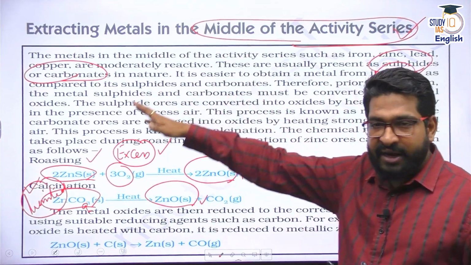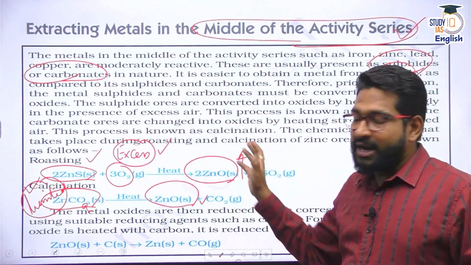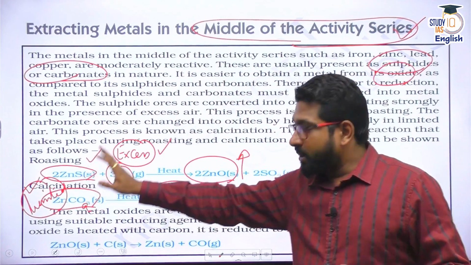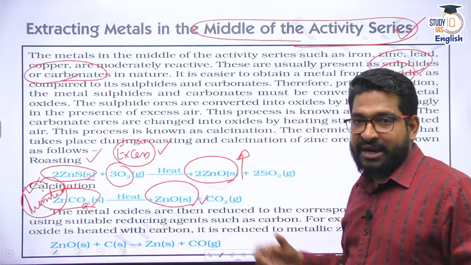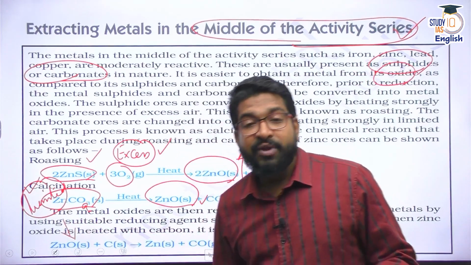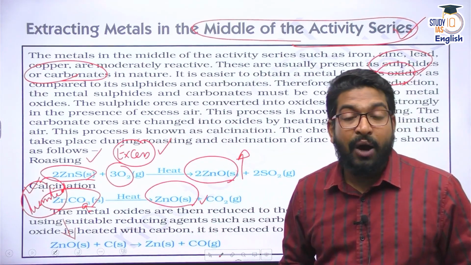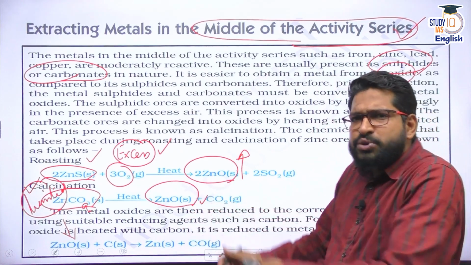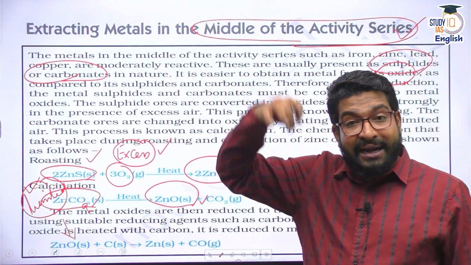So if it is a sulfide, I roast it, convert it into oxide. If it is carbonate, I calcine it, I convert it into oxide. And once I get the oxide of that particular metal, zinc oxide, then I reduce it. How do I reduce it? By using a reducing agent. Now for these, I need a reducing agent.